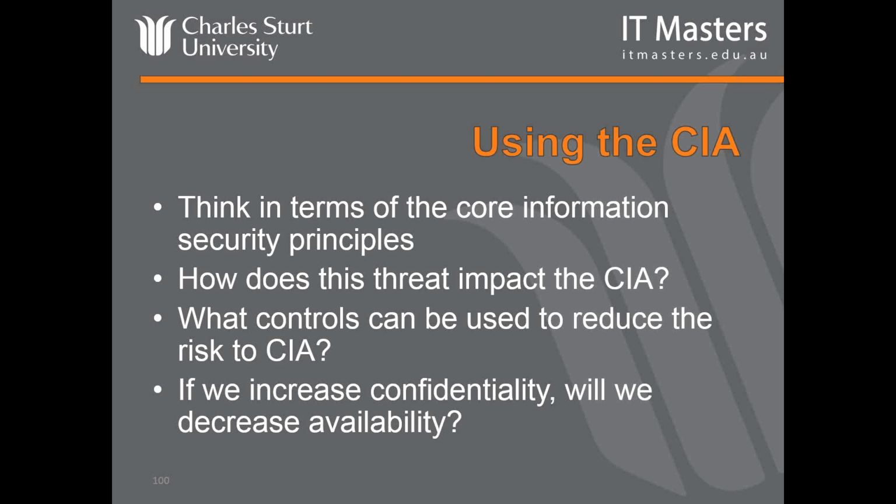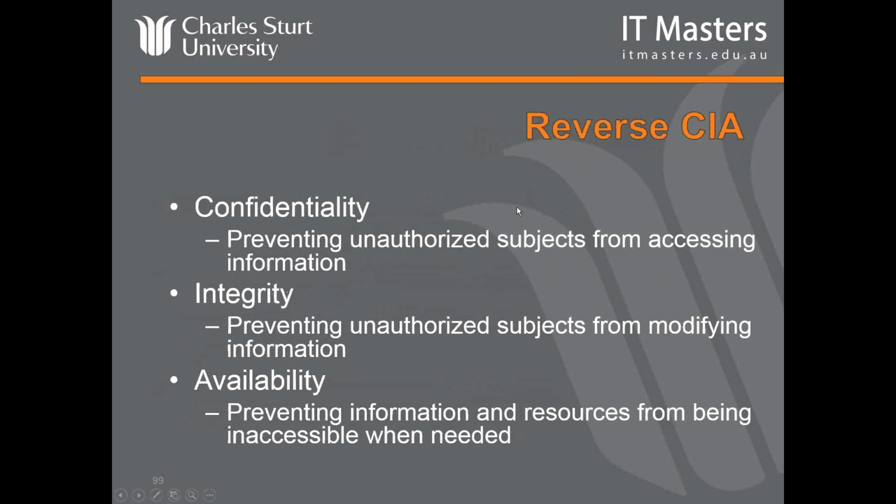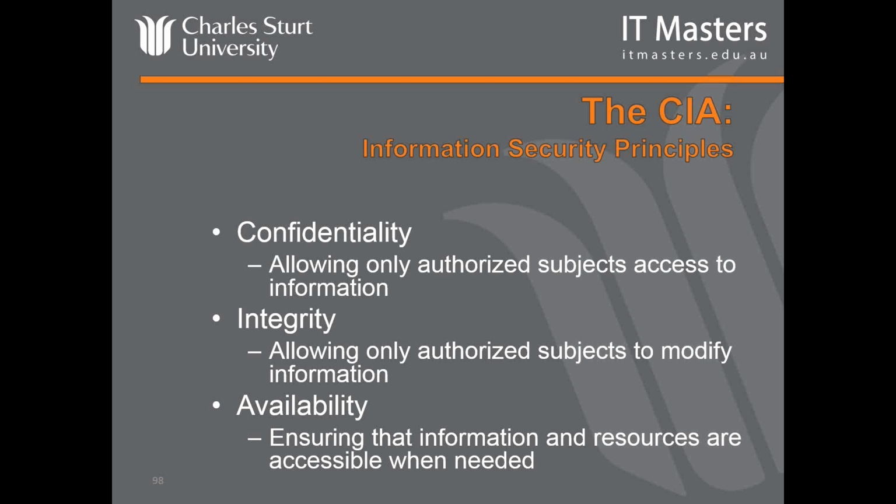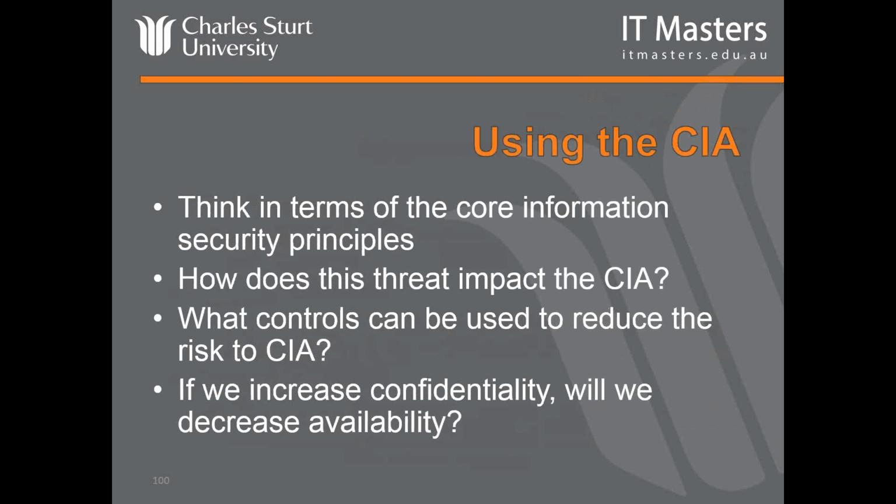So threat, what is there? What is the threat and how does that impact our systems? If we increase one, do we decrease another? So that's something people don't always think about. If we want to make our system available, what does that really mean to everything else? CIA, once again, confidentiality, integrity, availability. Remember those. That's our CIA. If we increase one, we may decrease another.